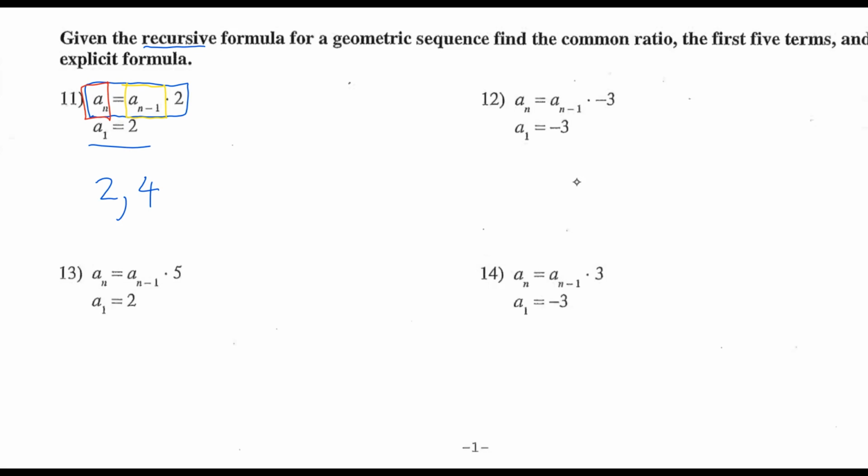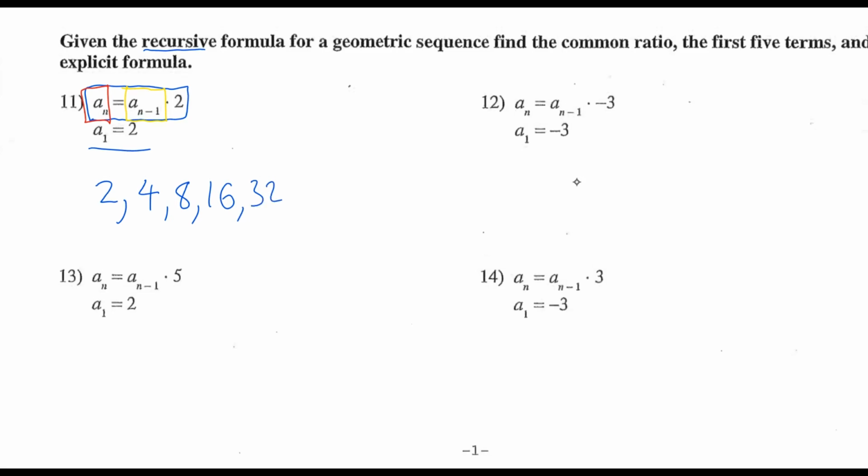Now we've got 4 as our last term in the sequence, and we're trying to find the next one. So our A subscript n minus 1 times 2 equals 8. Then 16, and they're the first 4 terms in the sequence. Oh, it asks for 5, so 32 as well.